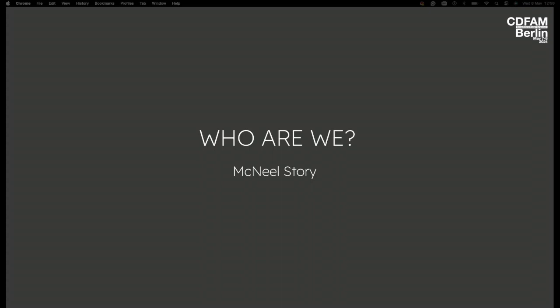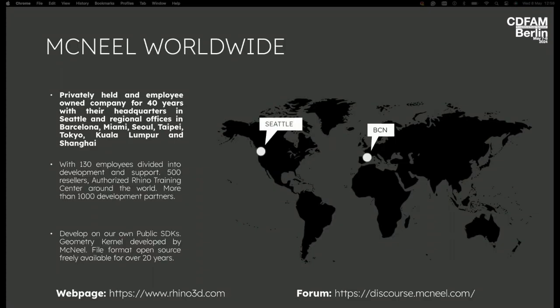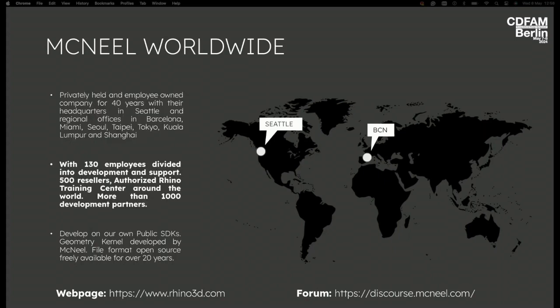So who are we? The McNeel story in a nutshell. Robert McNeel Associates was founded in 1980, and it is a privately held, employee-owned company with headquarters in Seattle and regional offices worldwide. Compared to other software vendors, we are a small company with 130 employees divided into development and support. We have more than 500,000 users worldwide, 10,000 of them are schools, and furthermore, we work with more than 500 resellers, authorized Rhino training centers, and third-party developers.